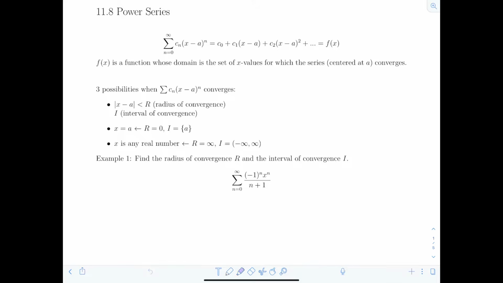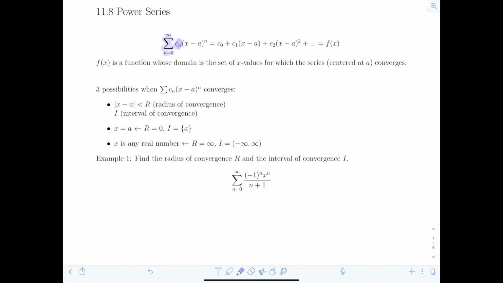It can be written as the sum, n equals 0 to infinity, of c sub n times (x minus a) to the n. So you could think of it as if c sub n is sort of like what our a sub n used to be when we were just looking at plain infinite series. And then now there's this extra term, (x minus a) raised to the nth power.